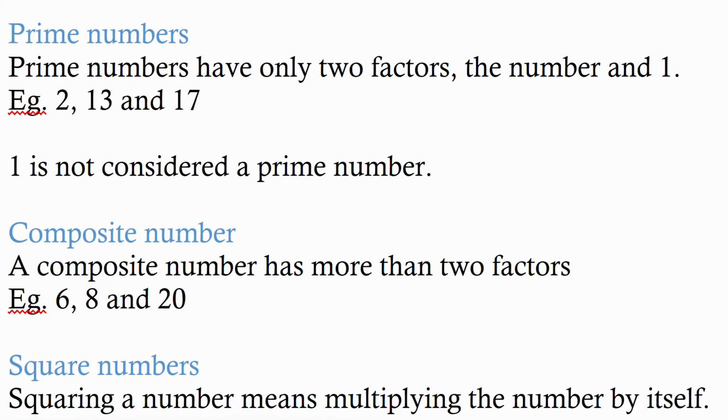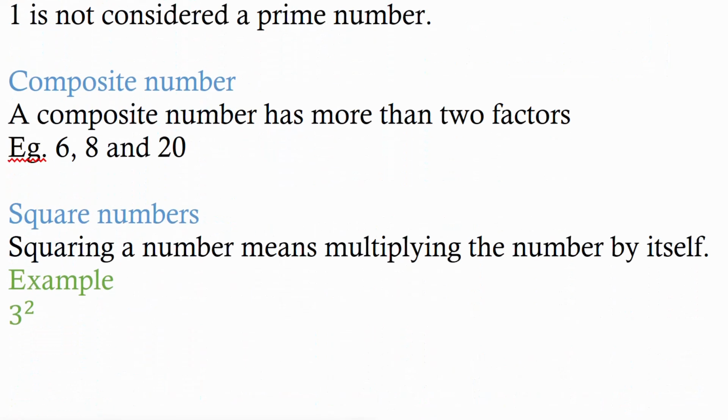Now, the opposite is if they have more factors, we call this a composite number. So a composite number has more than 2 factors. So 6 would be a composite number. It's got 6 times 1, 2 times 3. 8 would be a composite. 20 would be a composite because they have multiple factors other than just 1 and itself.